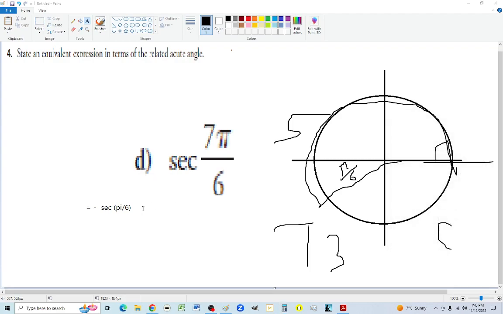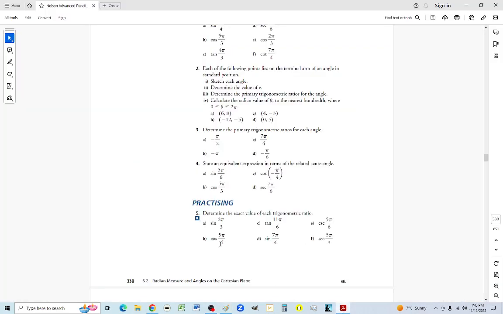You can only make them equivalent by determining who is positive and who is negative in each quadrant, and slapping the appropriate negative sign in front. That's the only way they can be equivalent. And that's what they want you to learn, how to find equivalents that work. Determine the exact value. I'll do that in a little bit.